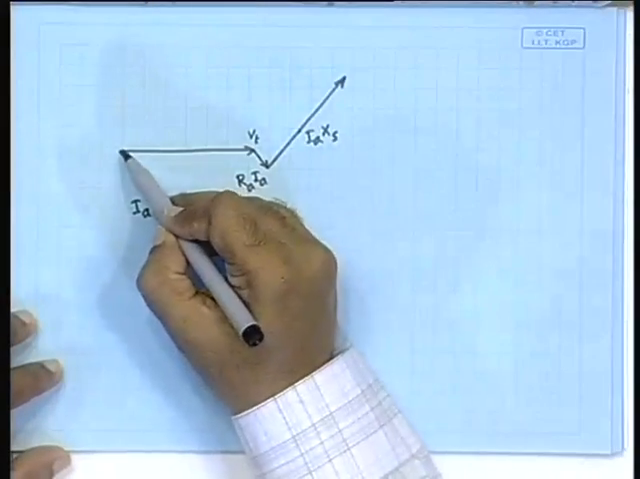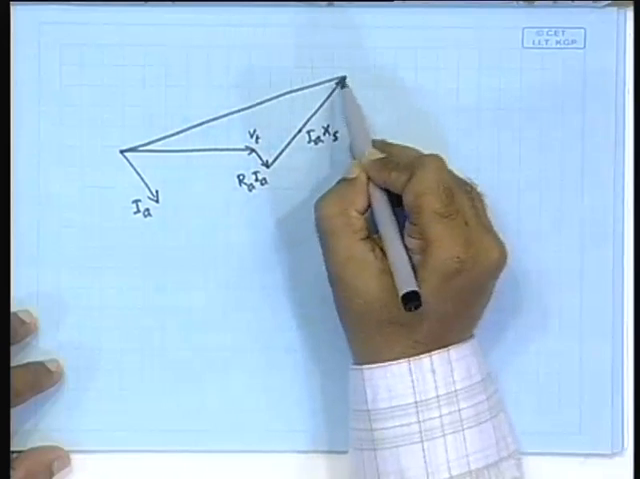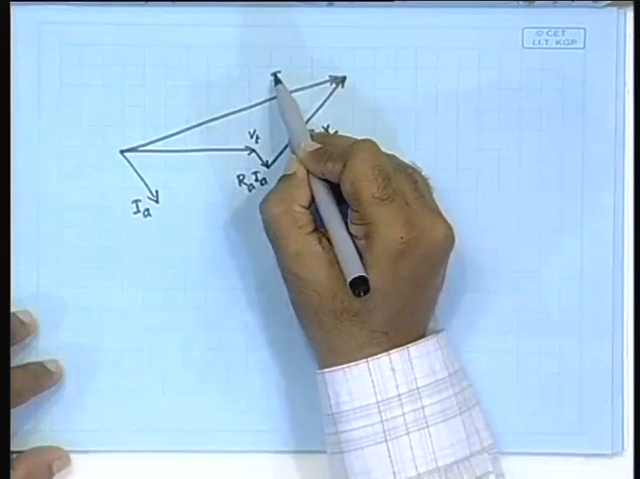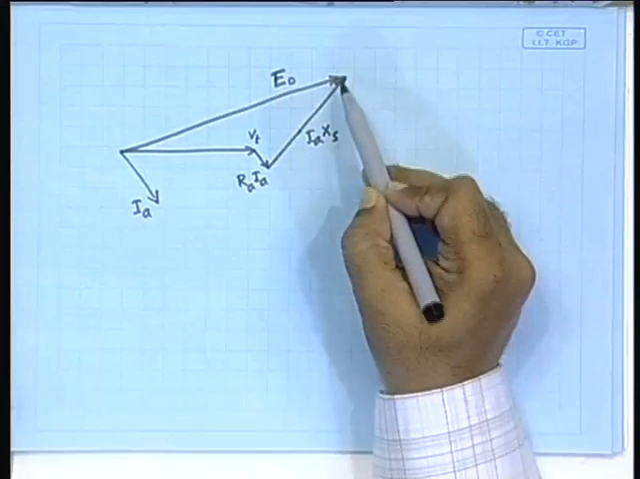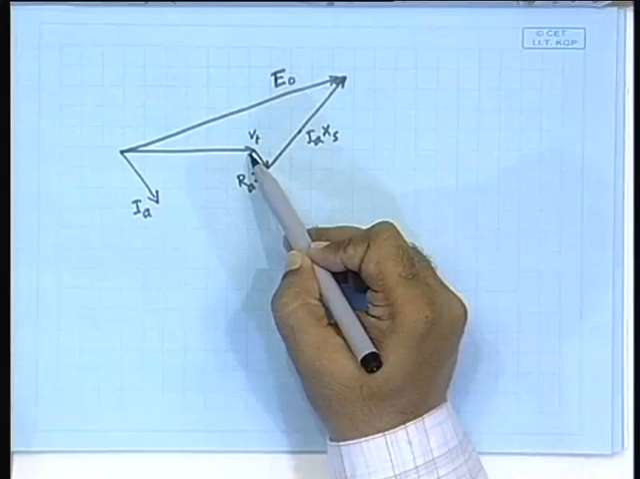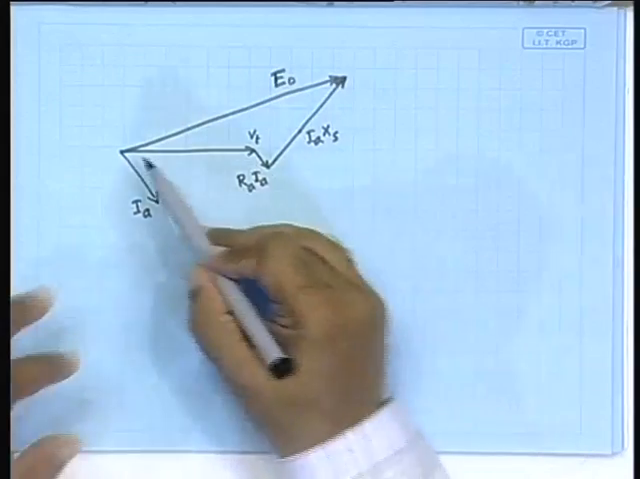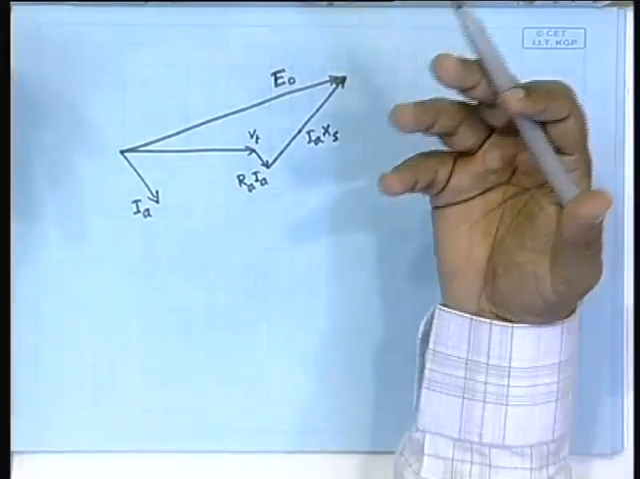So, this will be the... You can easily see that the generated voltage will be larger than the terminal voltage. And what is the generated voltage? The generated voltage will depend on the flux, and on the speed of rotation, right. The speed of rotation in this case is constant, because you have to generate 50 hertz in case of a normal synchronous machine connected to the grid.